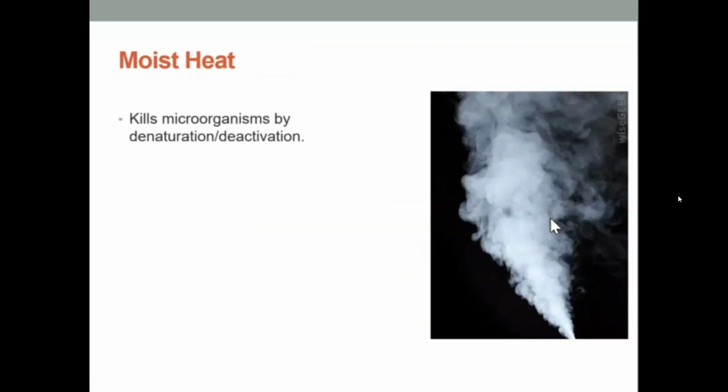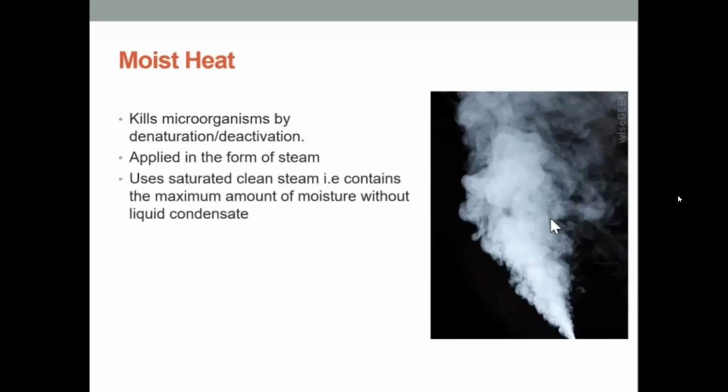Moist heat. Moist heat kills microorganisms by denaturation or deactivation. It is applied in the form of steam. It uses saturated clean steam, i.e. so it contains the maximum amount of moisture without having any liquid condensate. Steam under pressure is used to achieve a higher temperature.